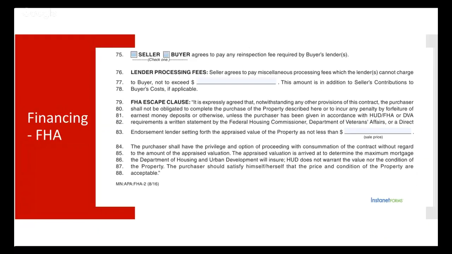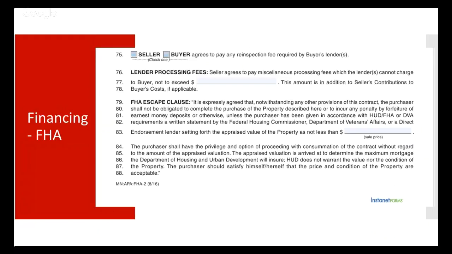It is expressly agreed that, notwithstanding any other provisions of this contract, the purchaser shall not be obligated. The purchaser is synonymous with the buyer. The buyer shall not be obligated to complete the purchase of the property described here, or to incur any penalty by forfeiture of earnest money or otherwise, unless the purchaser has been given, in accordance with HUD, FHA, or DVA requirements, a written statement by the Federal Housing Commissioner, Department of Veterans Affairs, or a direct endorsement letter setting forth the appraised value of the property at not less than blank. Okay, so where that blank is, whatever price you are offering, that same number is going to go right there.